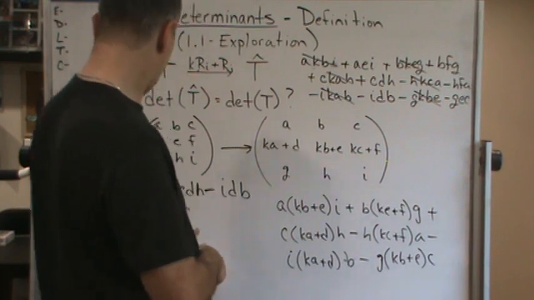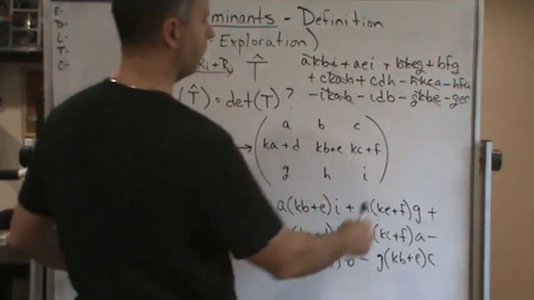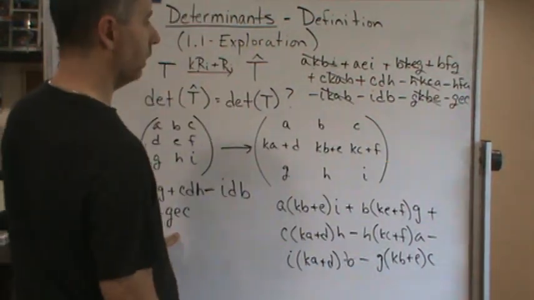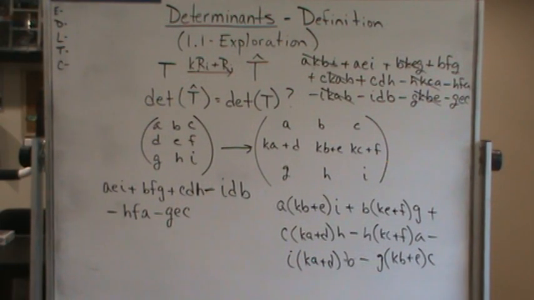Okay, right. So IDB, HFA, HFA. Yeah, okay, I got them all. I don't know what I was looking at, but they're all there. So it worked out, they're equal. Nice. Okay, so now after doing these two, it seems like there's some hope, right? It seems like it's working.